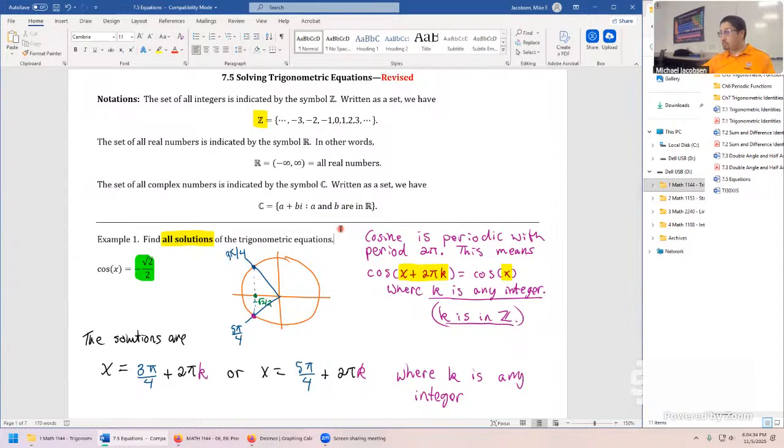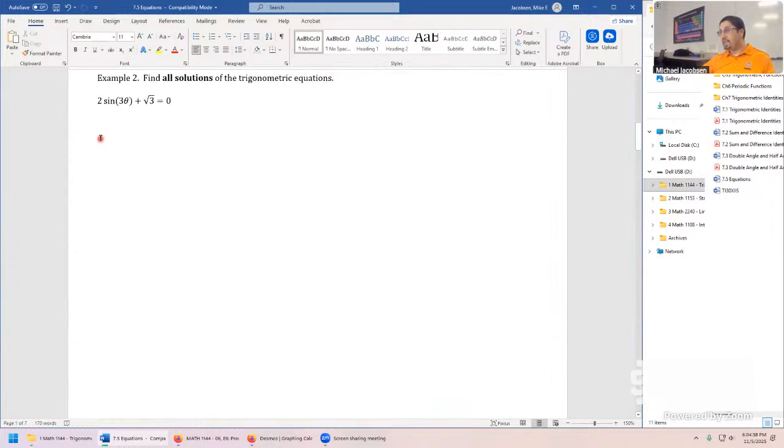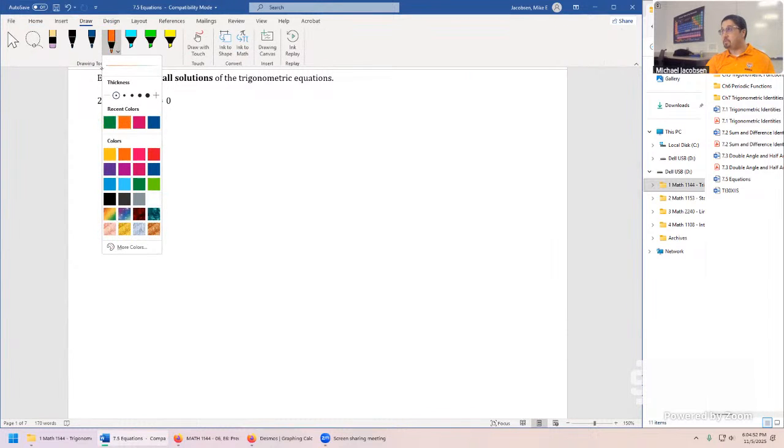Okay, let's try it out all over again. For the new equation, 2 sine 3 theta plus square root 3 equals 0. Feels more involved. There's lots of stuff on the left-hand side. The input to the trig function is not just x or just theta. It's 3 theta this time. But it's really kind of the same idea as before.